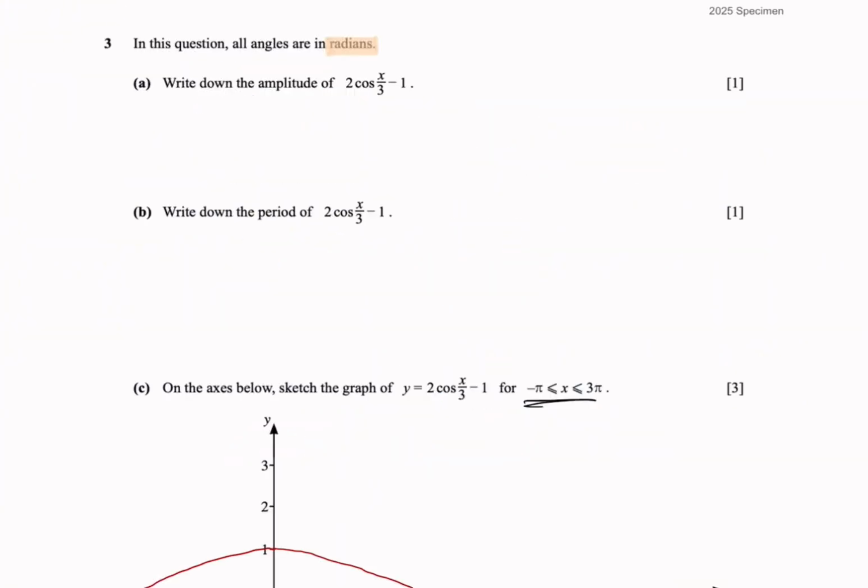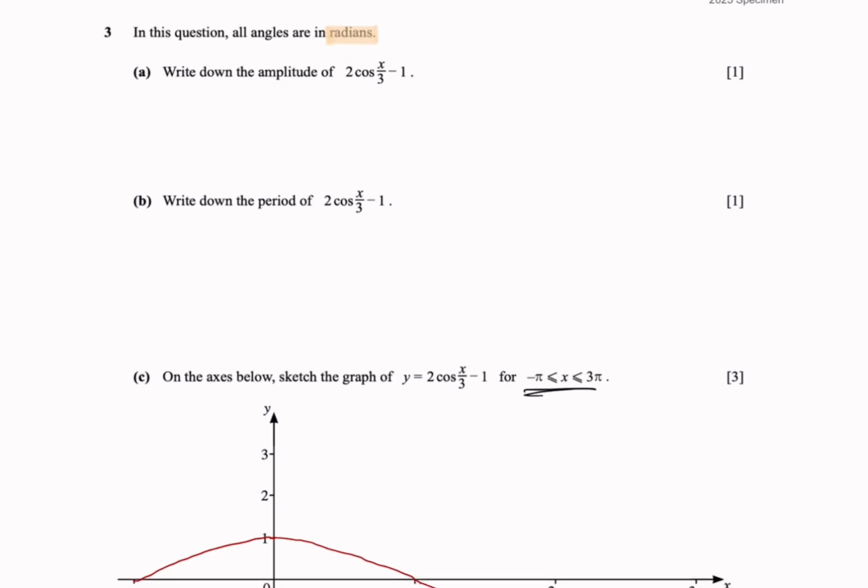This is the next question from the 2025 specimen paper. And for this question, you need to note that all the angles are in radians. And part A, you need to write down the amplitude of 2 cos x over 3 minus 1. So this is easy, it's just the number in front of cos, which is 2. And the period of this graph, okay, so period is the length of one full cos graph.